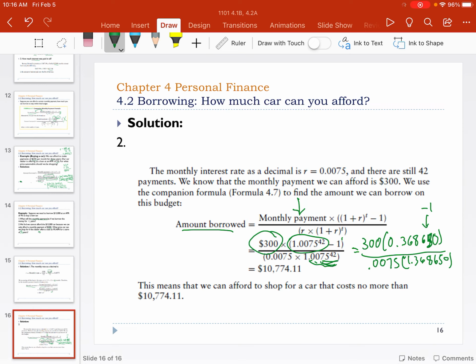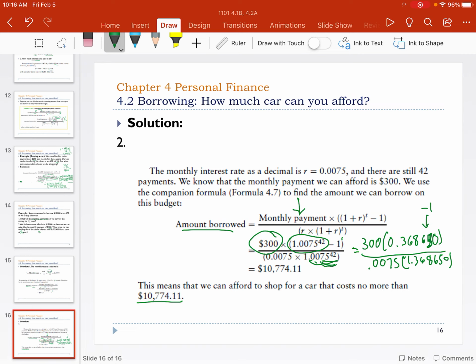Full credit would be given, of course. But you have to give me at least 5 or 6 decimal places for me to consider that. If you only give me less, then, of course, the credit will come off further. So you can shop for a car that costs no more than this amount. In the real world, that would probably be rounded to the nearest 100 or so. You'd have to keep it about $10,800.